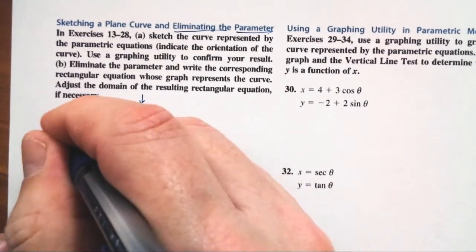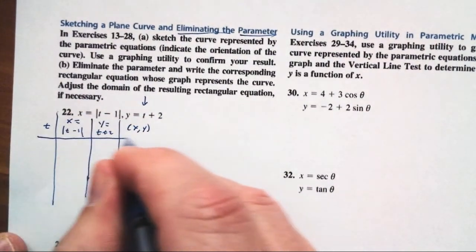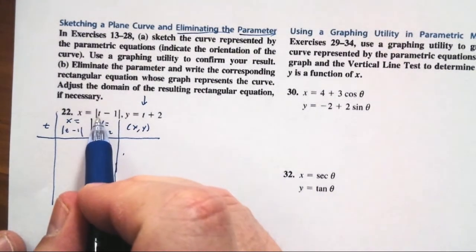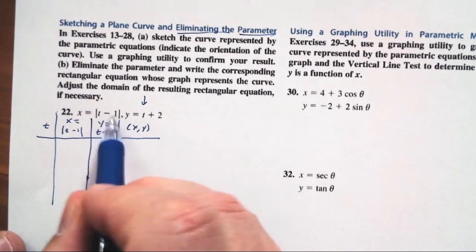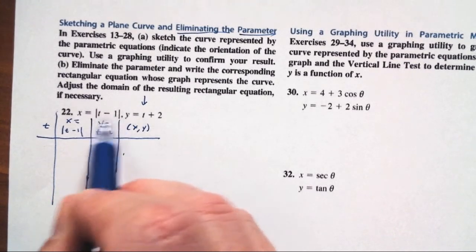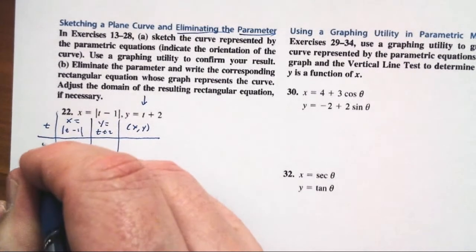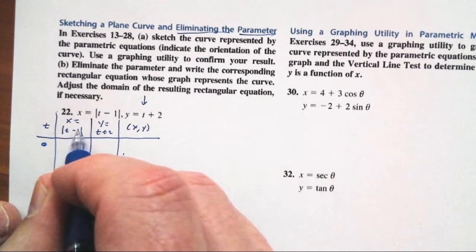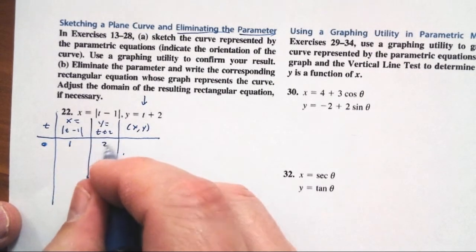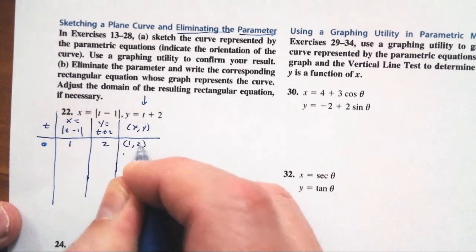And I'm going to pick a few here, but I'm going to take a look and see what value I should pick. I don't necessarily just go 0, although oftentimes we will. I definitely want to build around 1, because as t changes from 1 to a little bigger and a little lower, that engages the absolute value thing. So I'm going to put 0 in. 0 minus 1, negative 1, absolute value 1. 0 plus 2, 2, ordered pair 1, 2.